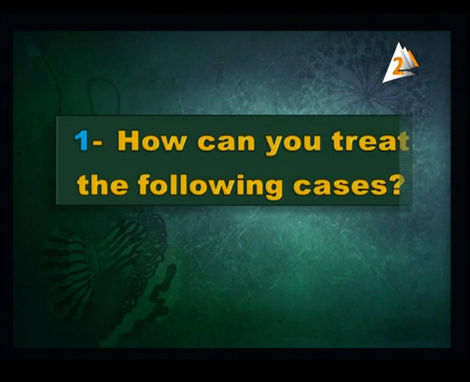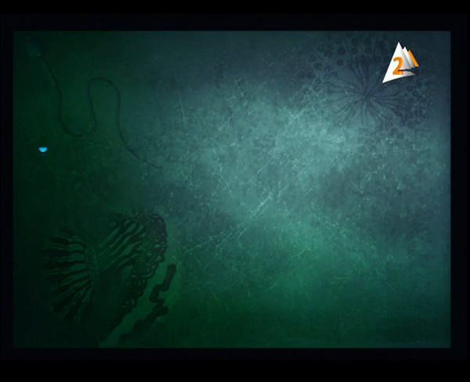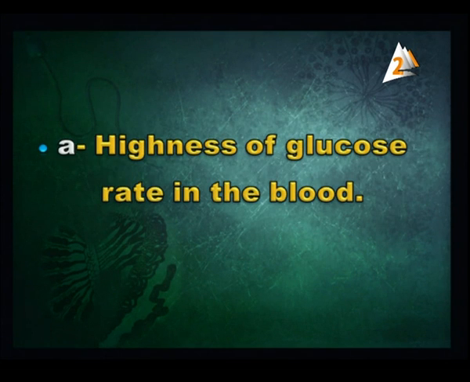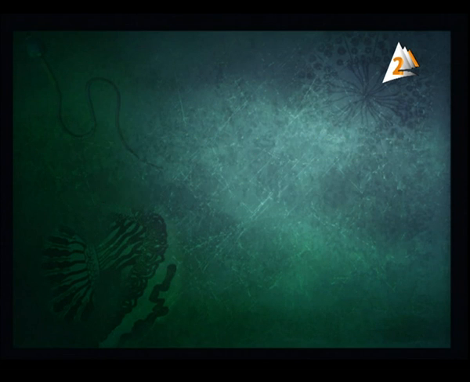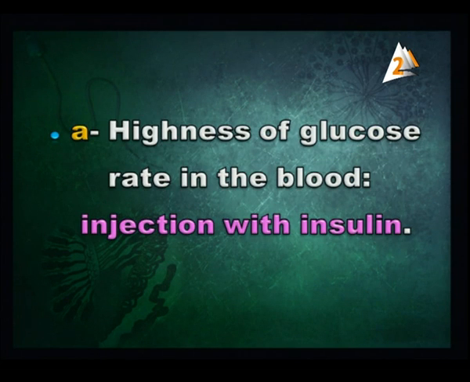Another item of question: how can you treat the following cases? First, highness of glucose rate in the blood. Of course, highness of glucose rate in the blood, we treat it by injection with insulin.